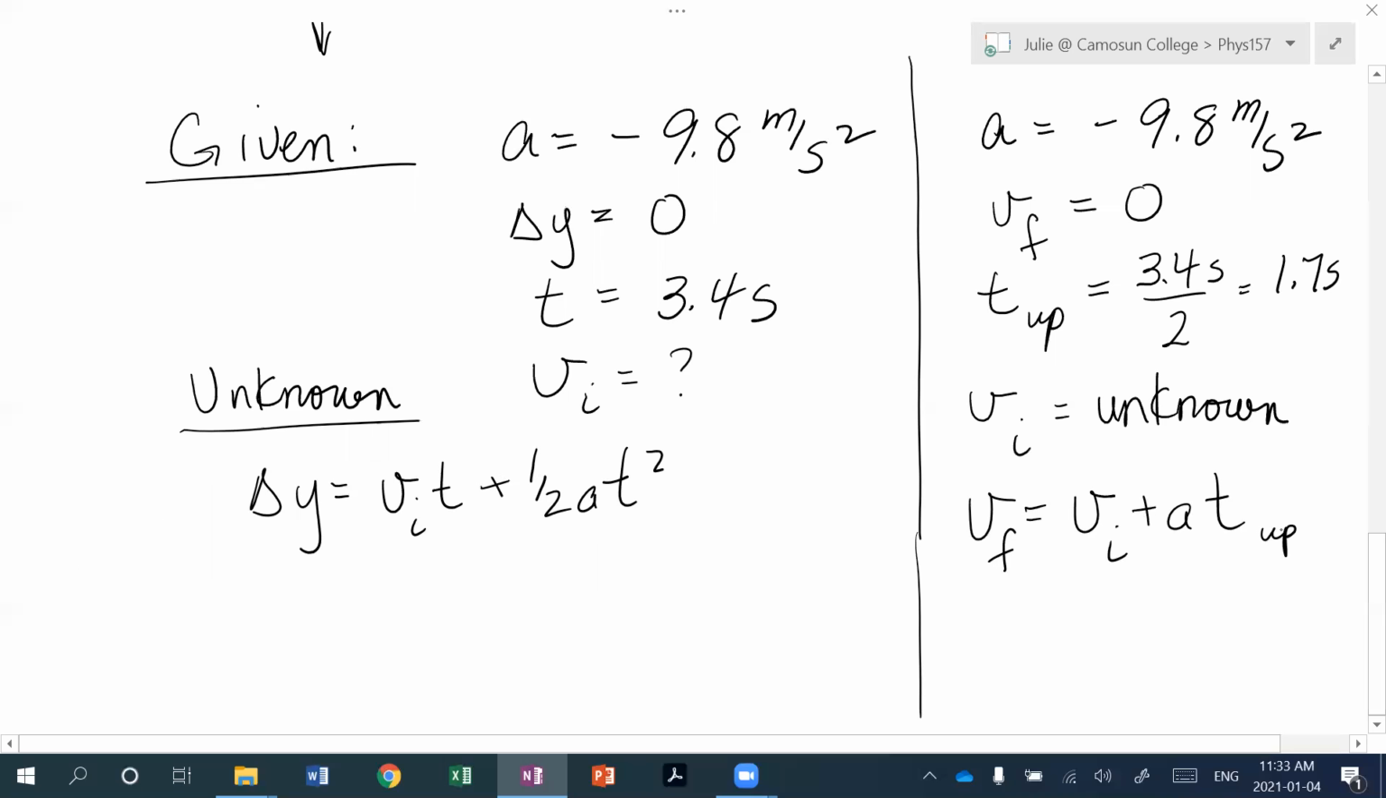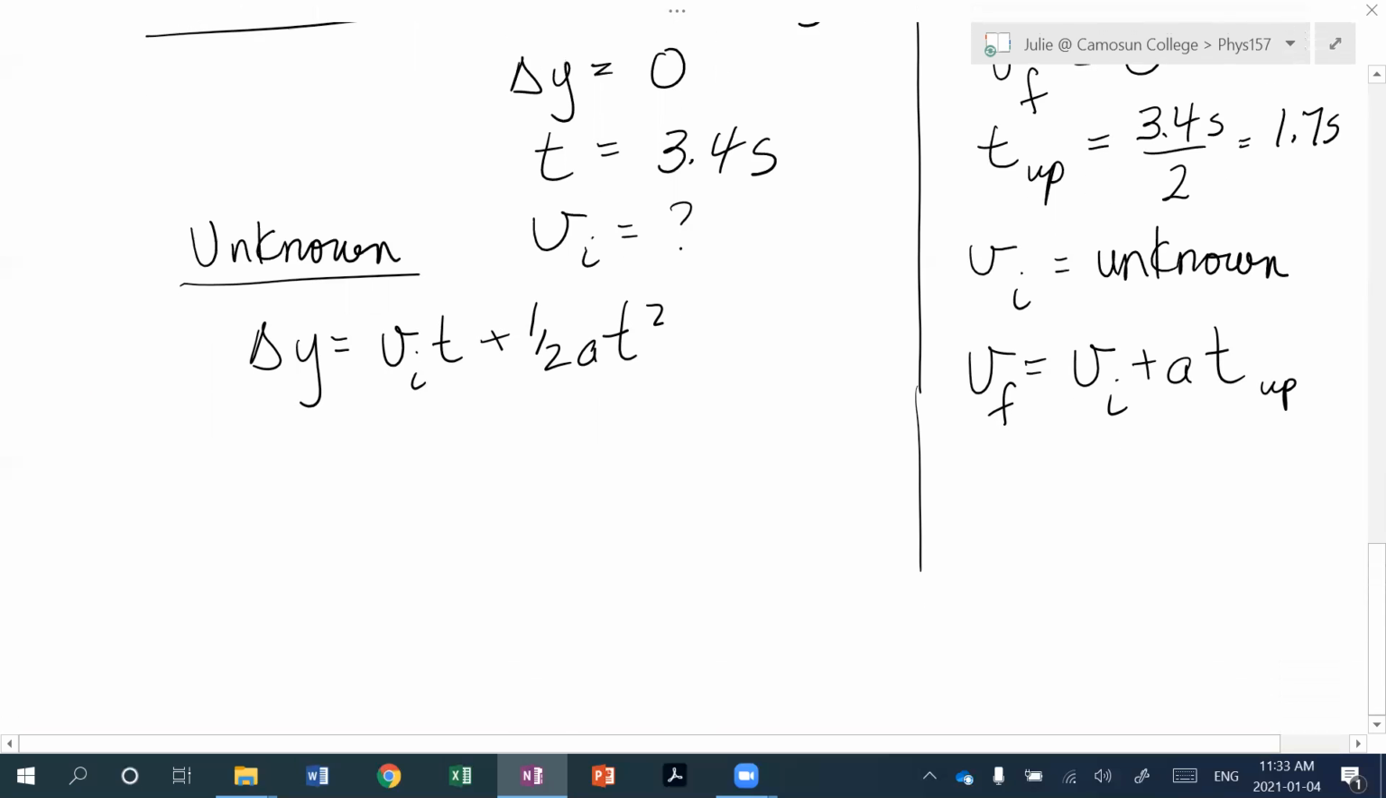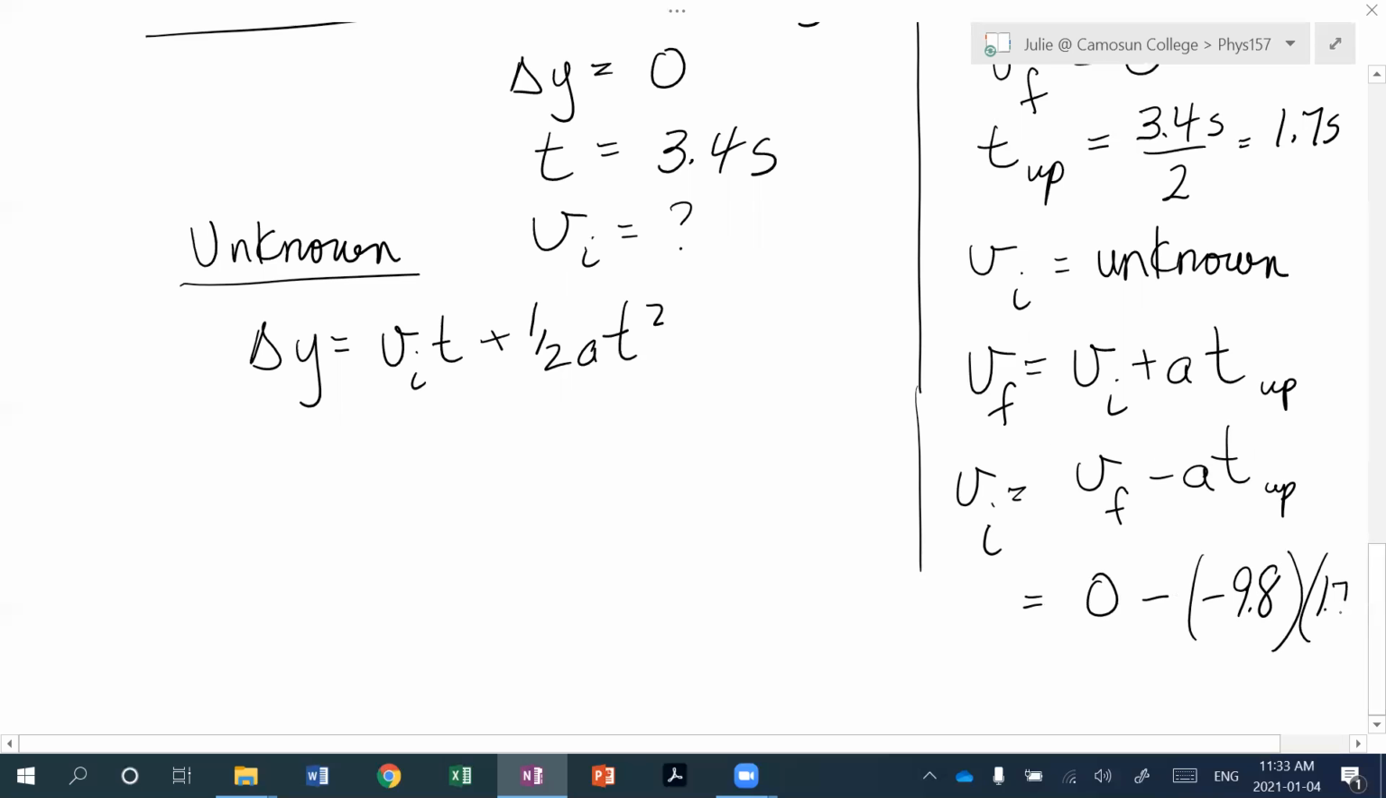Now, it sure looks to me like it's easier to get VI out of the equation on the right than it is on the left. So I'm going to do this. I'm going to go VI equals VF minus AT to go up. And so this would be 0 minus negative 9.8 times 1.7. And so this gives a VI of 17 meters per second.